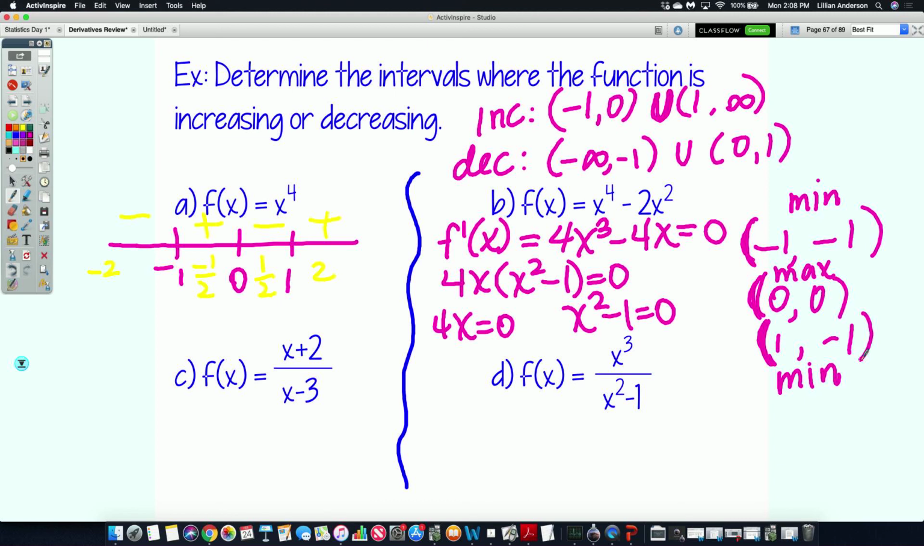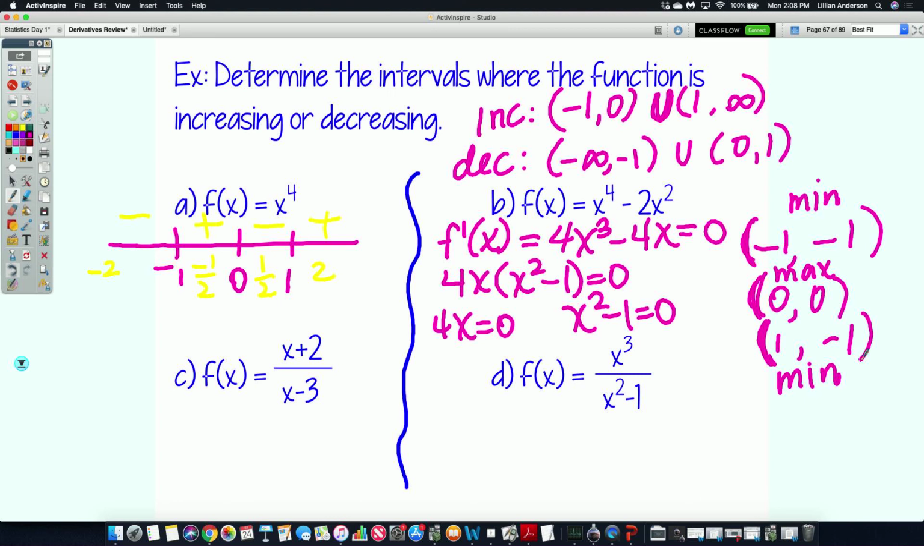I wanted to give you B because B was an easier one. D was a little bit more involved because it's a rational function, which means low d high minus high d low, and that's a big thing. So that has to incorporate the quotient rule when I do the derivative. And on top of that, when I set the derivative equal to 0, not only do I have critical points, but I'm also going to have to deal with asymptotes.